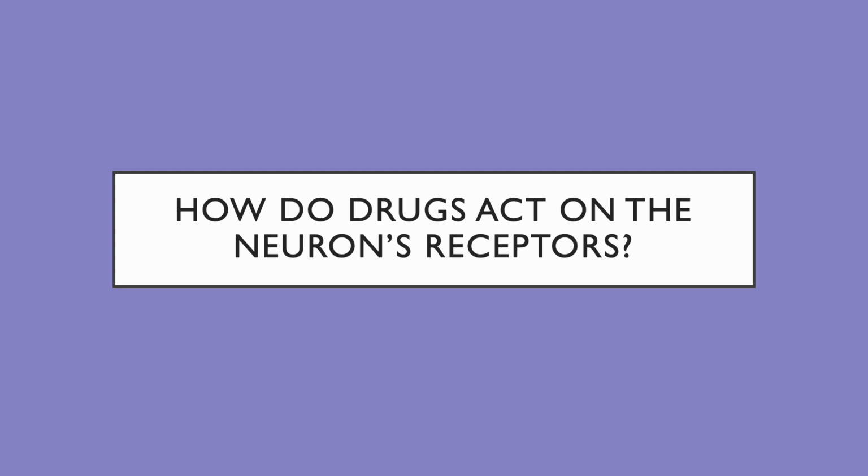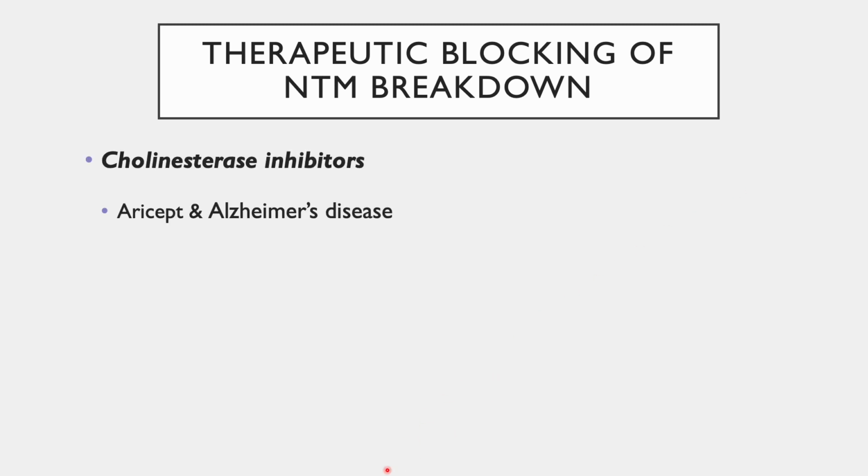So, how do drugs act on the neuron's receptors? There are several drugs that have been created to help with mood disorders and neurodegenerative disease. Many of these drugs are created as antagonists to block enzymatic breakdown of specific neurotransmitters that are involved in those diseases. Let's start with the example of Alzheimer's disease.